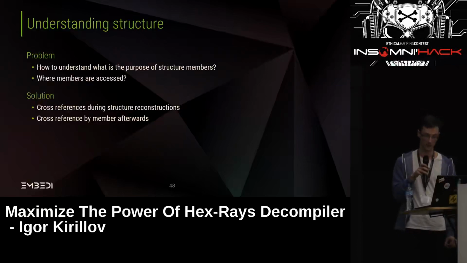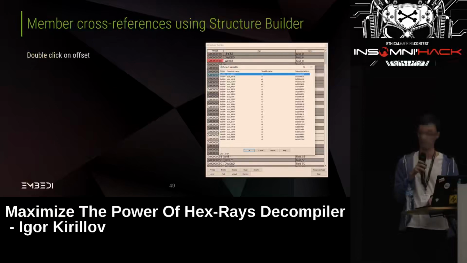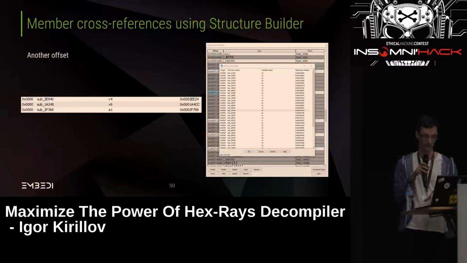There are two ways to see them when you're using my plugin. First, we have cross-references during structure reconstruction, while the structure hasn't been yet created. And second, we have a cross-references system for members of existing structures. So let me start with the first. While creating the structure, we may double-click on the offset in the structure builder of an interesting candidate and see the list of sources of the information about that candidate. Here I clicked on another candidate and got 40 places where it was used.